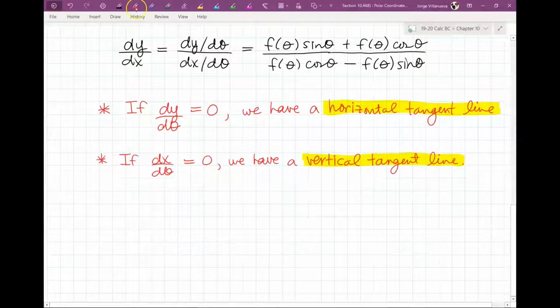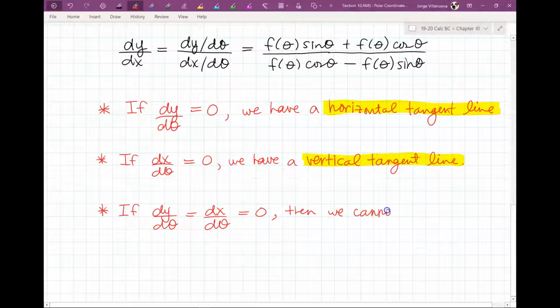All right, and the last thing that's super important for these things here, if dy d theta is equal to dx d theta, which is equal to 0. So if both of them give you 0, then we cannot conclude anything from this. Like, we don't know if it's vertical or horizontal, so we cannot conclude anything about the line.